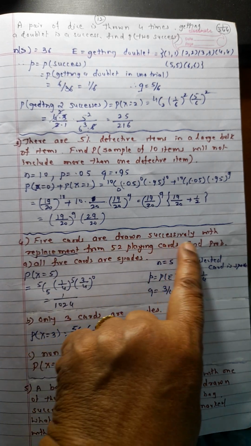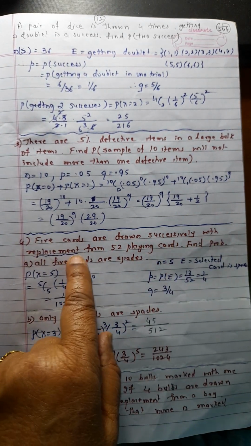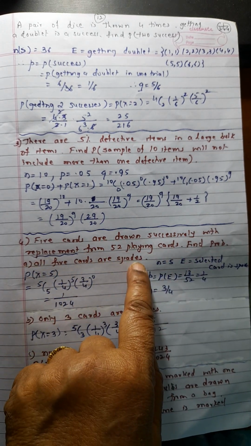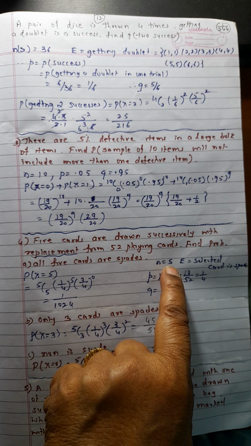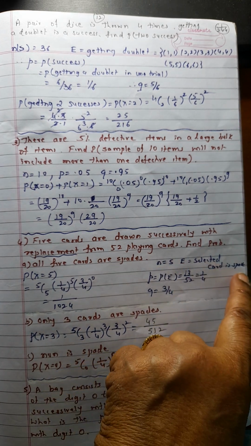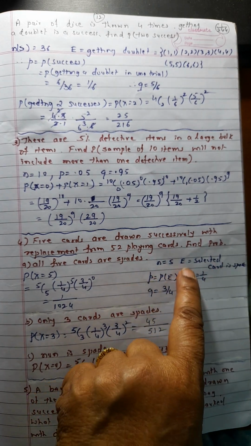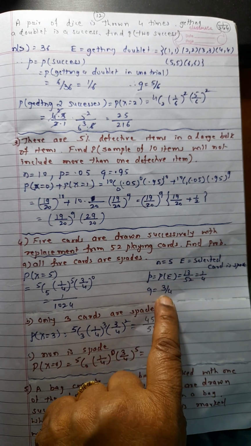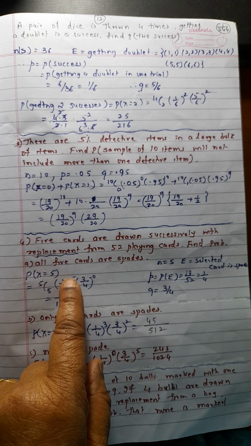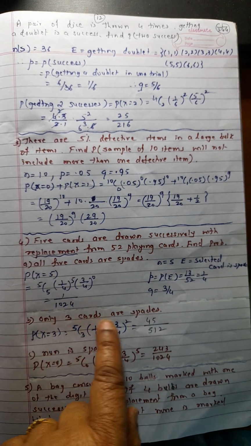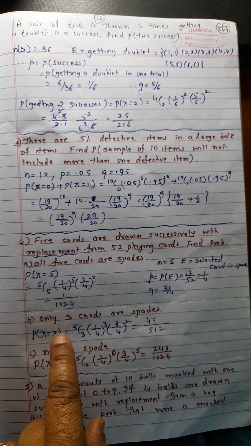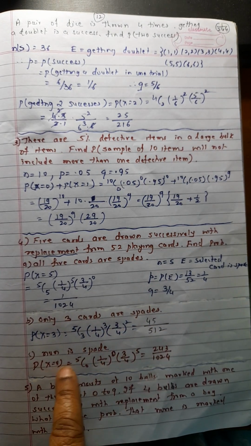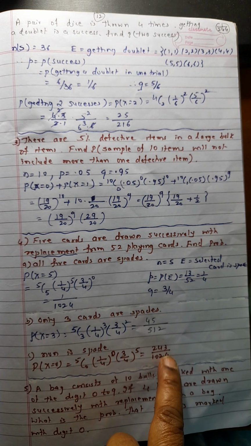5 cards are drawn successively with replacement from 52 cards. Find the probability that all 5 cards are spades. N is equal to 5. E is the selected card is a spade. So the probability of a spade will be 13 by 52, in one trial it is 1 by 4. So Q will be 3 by 4. Probability at x equals 5 you want. Only 3 cards are spades, so x equals 3. Substitute in the formula. None is a spade means x equals 0. Substitute, this will be your answer.